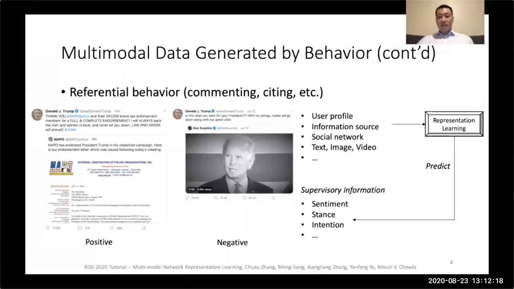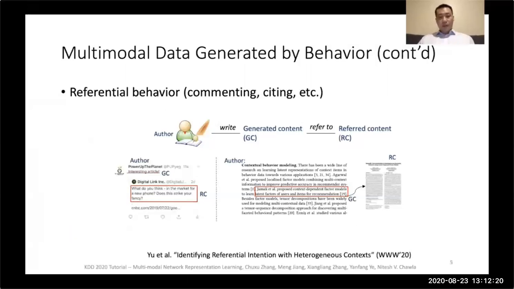So this is another kind of behavior. Citing behavior is quite common in academia. So this is also a kind of referential behavior. For example, when we, as an author, write a paper, when we write something, we can call those sentences generated content, GC. Okay, we generate those contents.